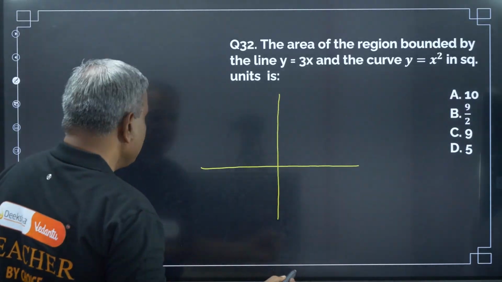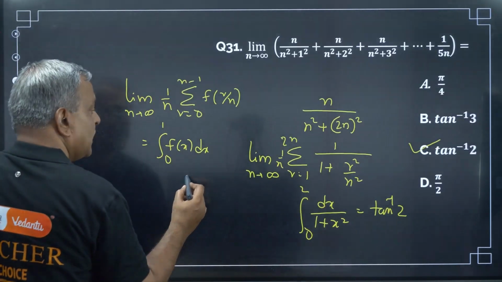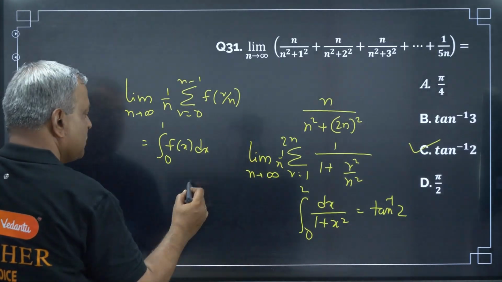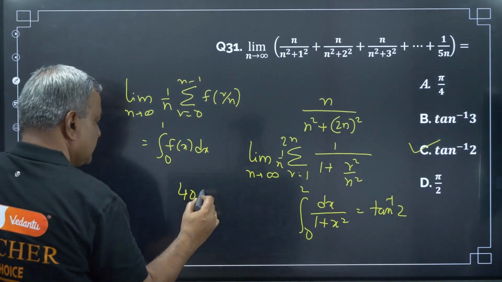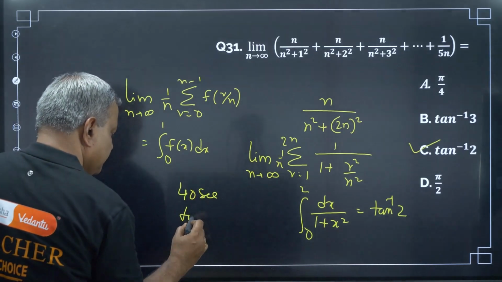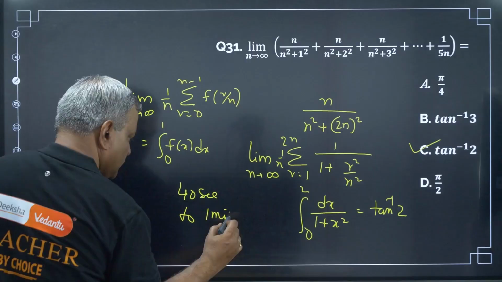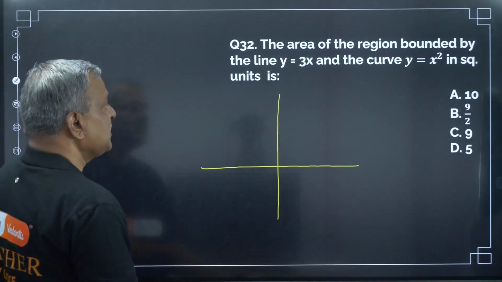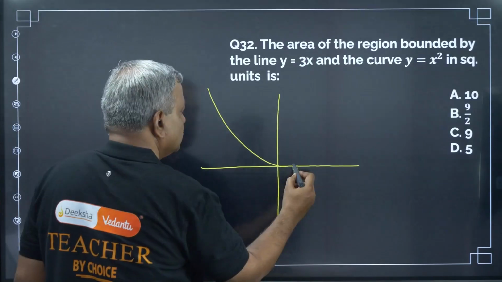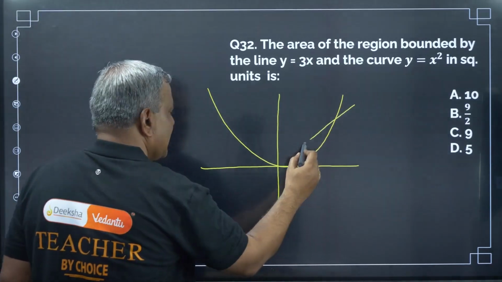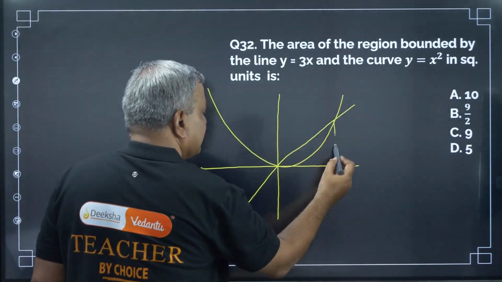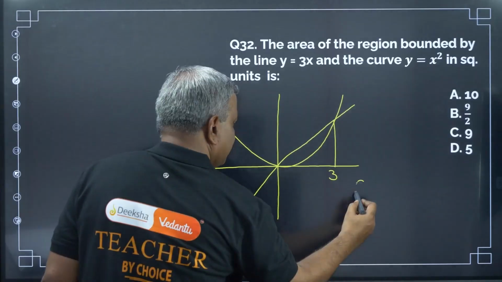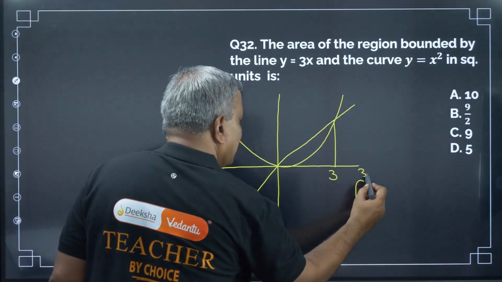32, area of the region y equal to 3x and x square. If you understand the problem, it hardly takes 40 seconds to 1 minute. Sometimes identifying it will take time. In this case, this is x square and this line is 3x. Both will intersect at 3. So the area will be from 0 to 3.